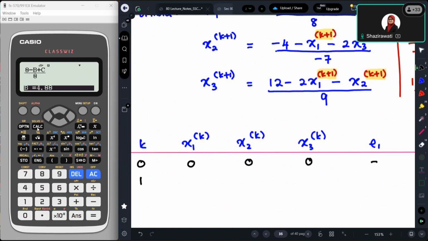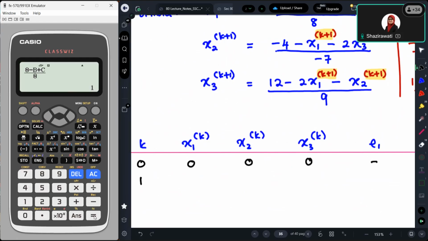So currently kita tak ada lagi on the same iteration. Okay, K equals 1 ni, kita belum ada X2. So yang kita hanya ada X2 adalah pada sebelumnya. So kita pakai je yang sebelumnya, which is 0. C pun kita ada C X3 yang sebelumnya. So 0. So kita ada 1 dekat situ.